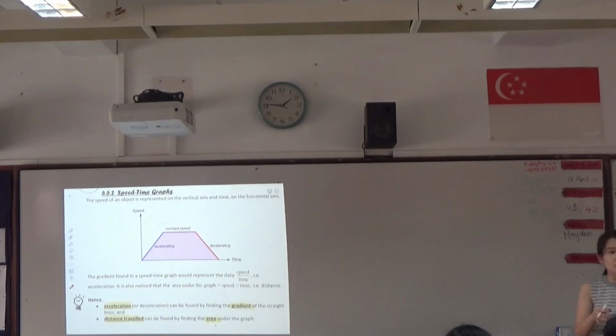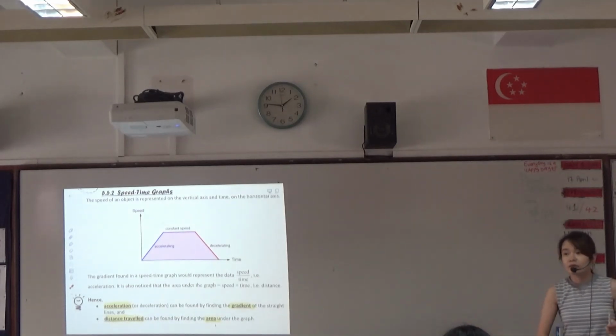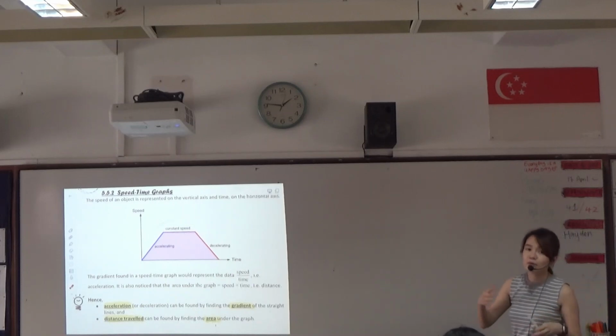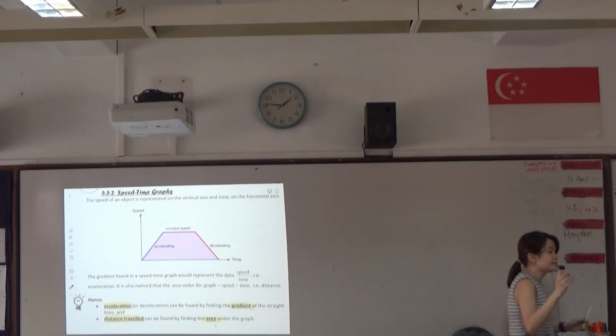Just that in your physics, you learn velocity time graph because velocity is a vector quantity, for which there are negative values, values under your x-axis. But in our EMAX itself, we are only looking at speed time graph, so only positive values. So slightly simpler than what we do in physics.